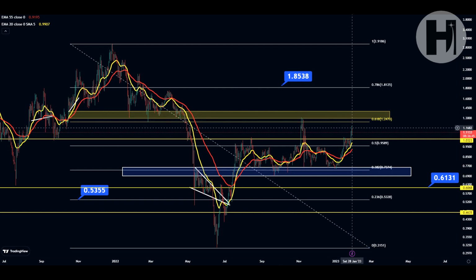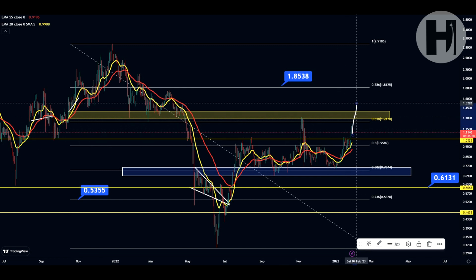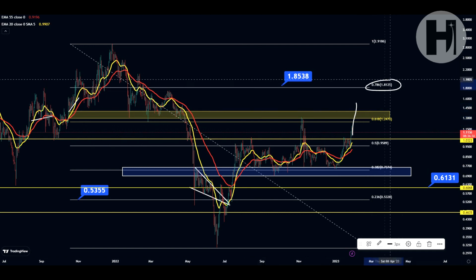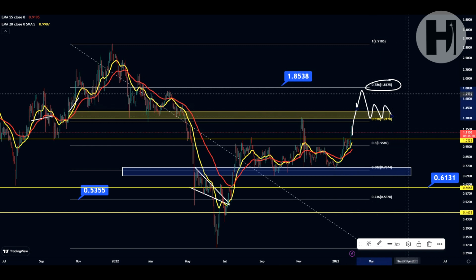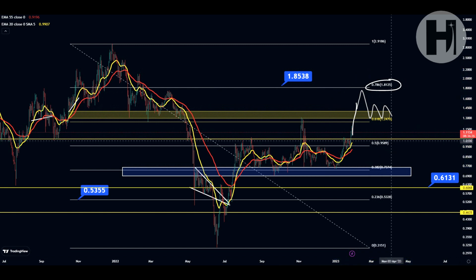And we retested it as resistance once in November last year, and potentially, like I said, we could see another retest here. Now, if we are super bullish and we continue above that, then your next major target is going to be $1.81.5. And then I would be looking for a pullback into the golden ratio, and hopefully we could hold that as support. But I don't think all of this would be sustainable over time.